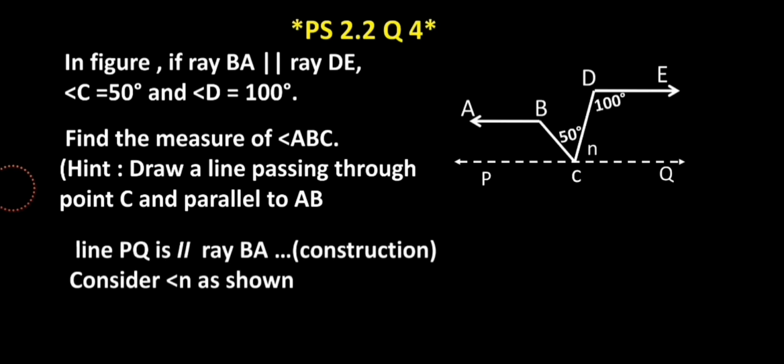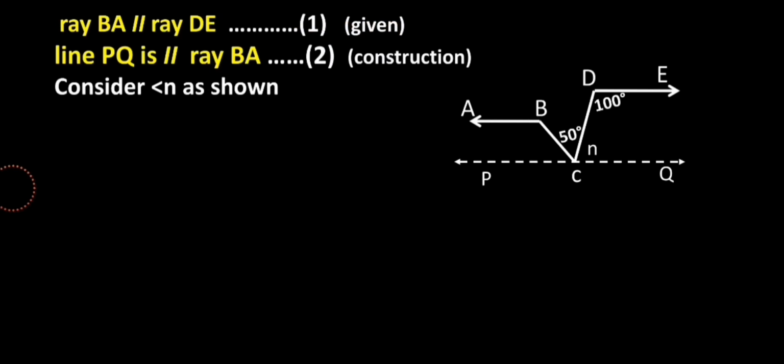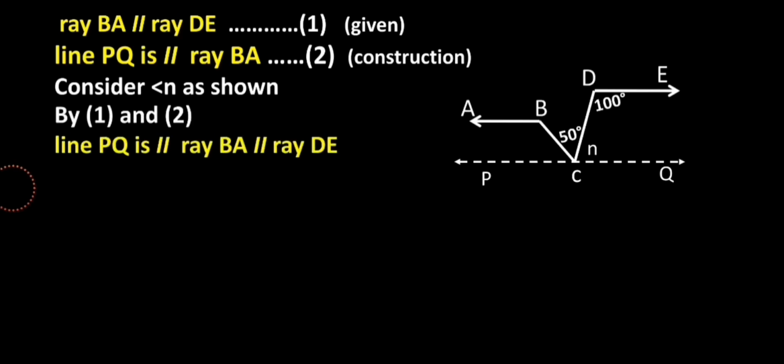And one more thing, the way I told you, the angle I need to find, let's consider that angle be N. Okay, here, we have already written, given actually, ray BA is parallel to DE, and line PQ is drawn parallel to ray BA, that is construction, right? And we have considered angle N as shown in the diagram. Now by 1 and 2 I can say all these three are parallel. The way I told you, transitivity part, ray BA is acting as a bridge between them, so all three are parallel to each other. So this is the main important detail, right?